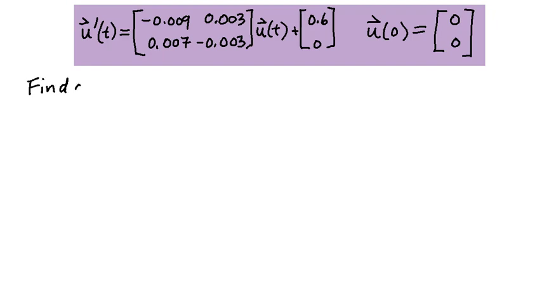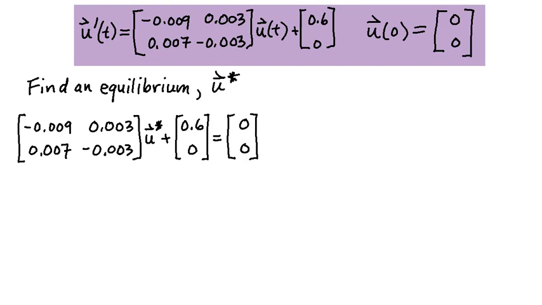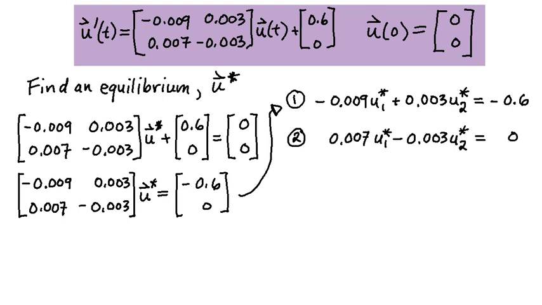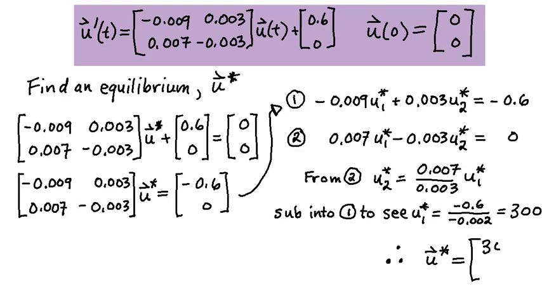Our first step is to find an equilibrium solution to the system of differential equations, assuming, of course, that such a solution exists. To find the equilibrium, we set u of t equal to u star and u prime of t equal to the zero vector. We then solve for u star by developing a system of 2 equations and solving for the elements of u star. In this case, it's easy to see that the equilibrium solution to the system of differential equations we developed is the constant vector 300, 700.